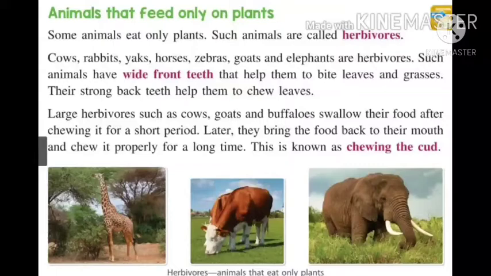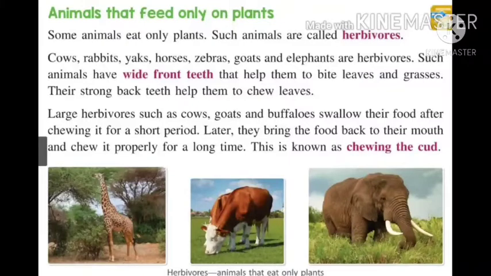Now let's talk about the animals that feed only on plants. Some animals eat only plants. Such animals are called herbivores. That we discussed before, that the animals who eat only plants are known as herbivores. Cows, rabbits, yaks, horses, zebras, goats and elephants are herbivores. Such animals have wide front teeth that help them to bite leaves and grasses. Their strong back teeth help them to chew leaves.